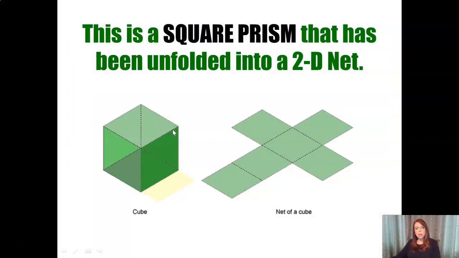All right, so this one is a square prism that has been unfolded, all right, as a cube. So when it sits here as a cube, all folded up, it makes a cube. But when you unfold it, it looks like this. So let me show you some examples of different nets. And this is something that's just going to take you guys, I think, a little bit of practice to figure out how to make the nets.